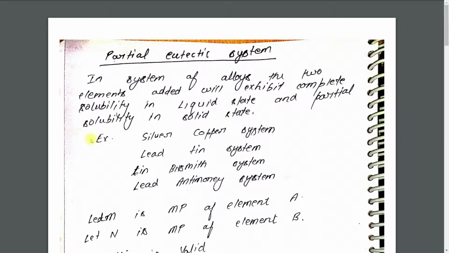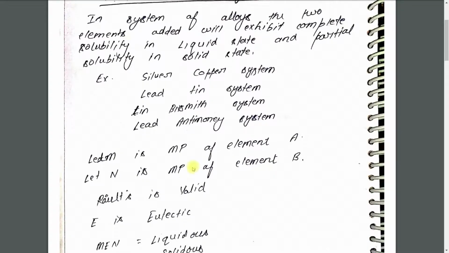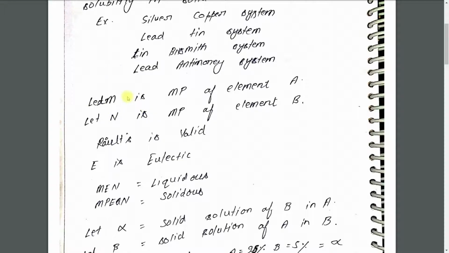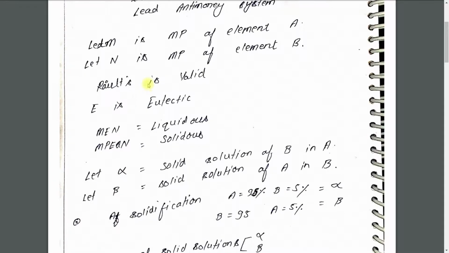So the examples of this partial eutectic system are the silver-copper system, lead-tin system, tin-bismuth system, and lead-antimony system. Okay. So now let's discuss the significance of that topic.